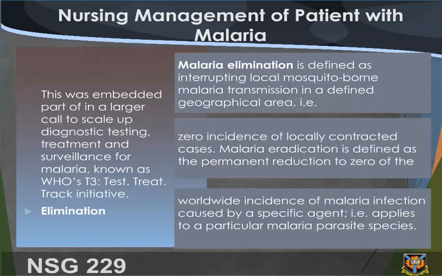Elimination. Malaria elimination is defined as interrupting local mosquito-borne malaria transmission in a defined geographical area, that is, 0 incidence of locally contracted cases. Malaria eradication is defined as the permanent reduction to 0 of the worldwide incidence of malaria infection caused by a specific agent, that is, it applies to a particular malaria parasite species.